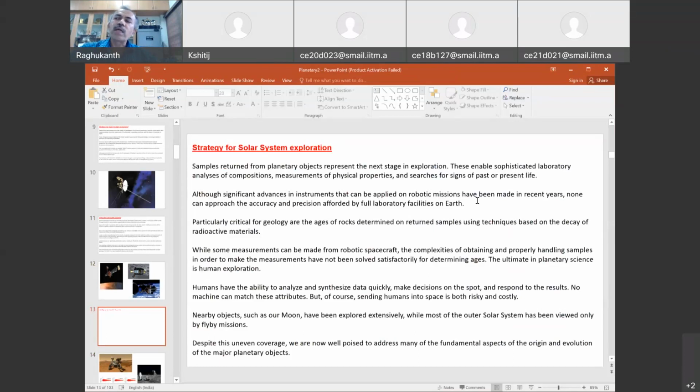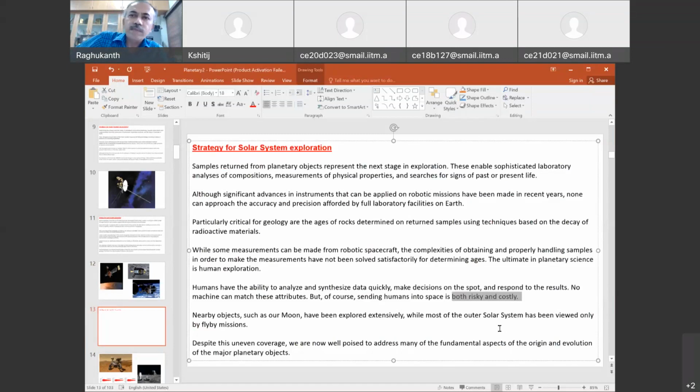But what's the main negative thing about sending humans into space or to other planets? It is risky also, and it is extremely expensive. Yes, it is expensive.